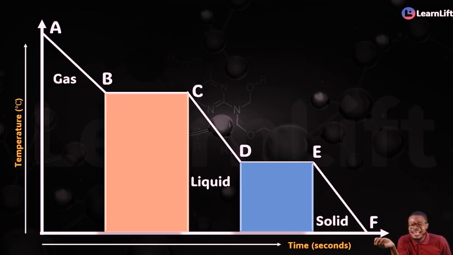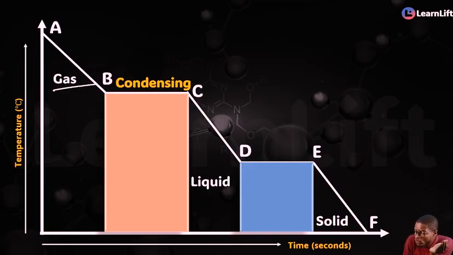Since I'm coming from my gas to liquid, from liquid all the way to solid, something should start to enter into me. From gas to liquid, what should happen there? That is your condensation. That is where condensing will occur. So your BC, condensation is occurring there. For gas to move to liquid, of course, there must be condensation.